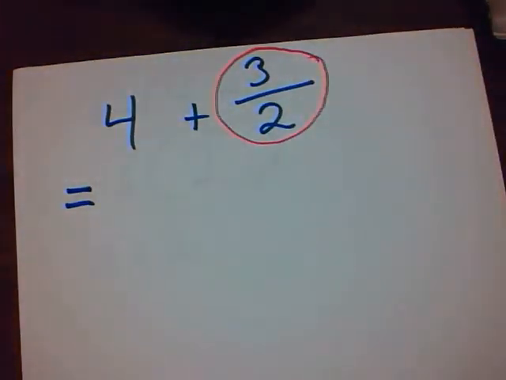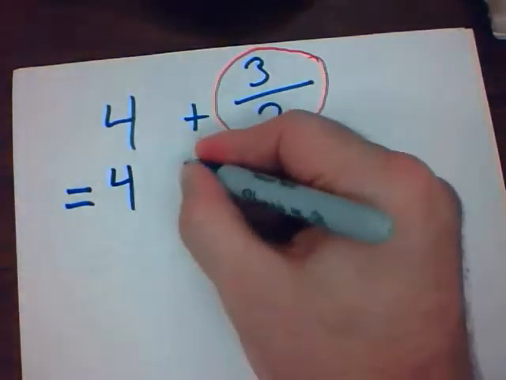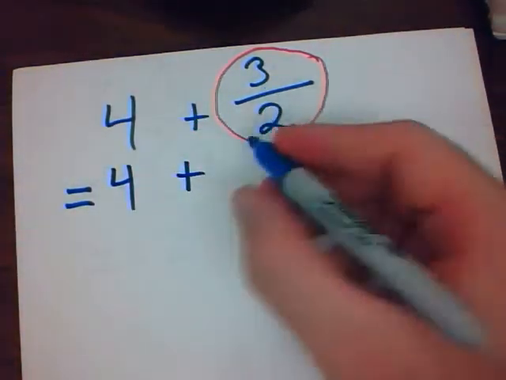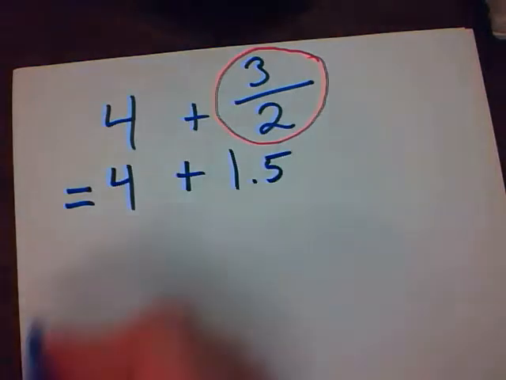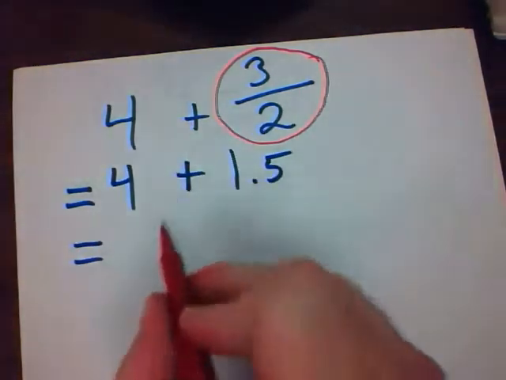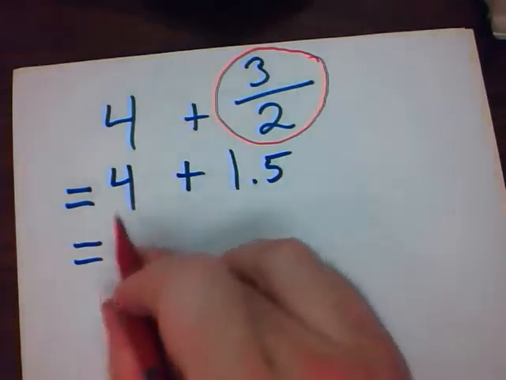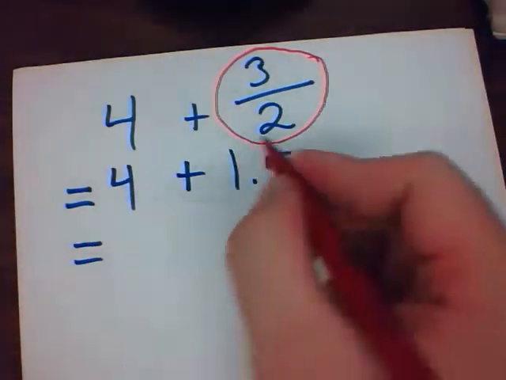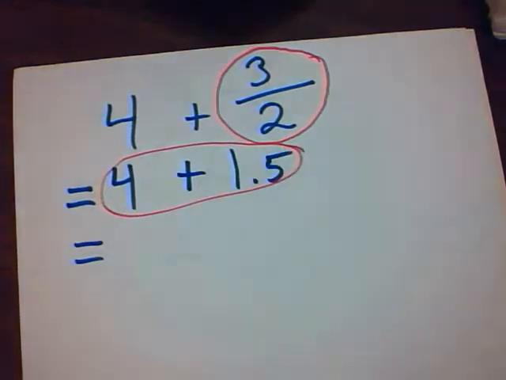Copy down everything I'm not using. 3 divided by 2 is 1.5. Question's not finished. BEDMAS, brackets, exponents and roots, division and multiplication, addition and subtraction.